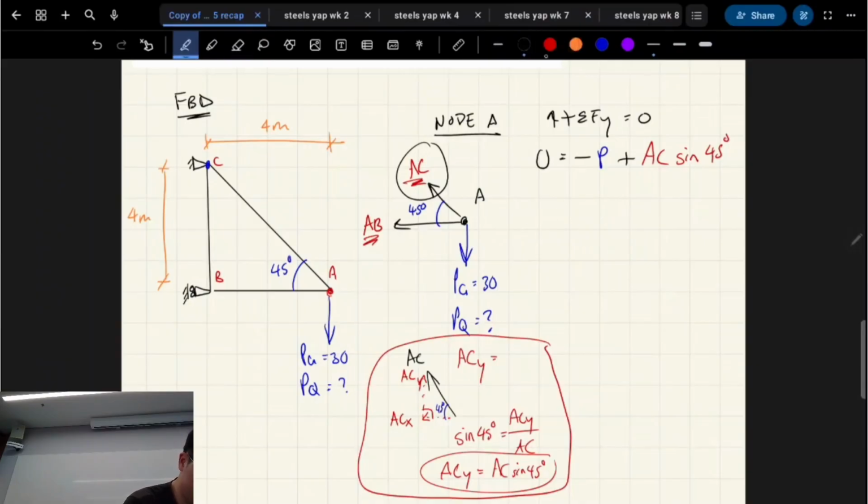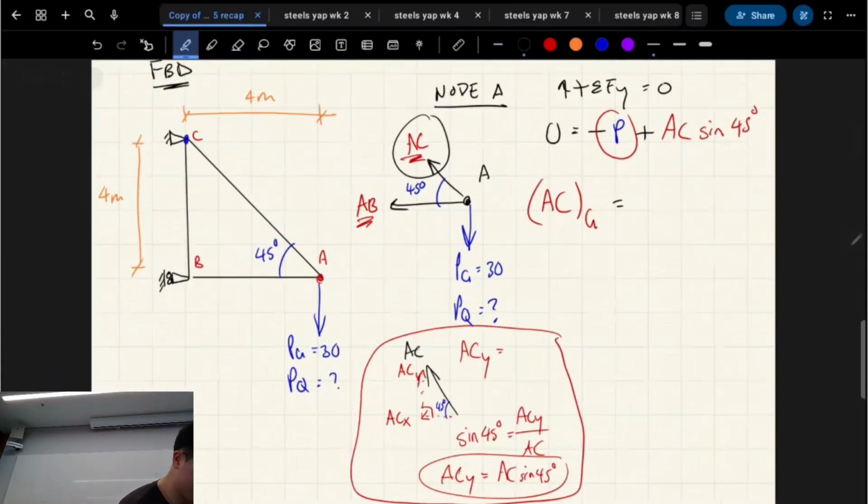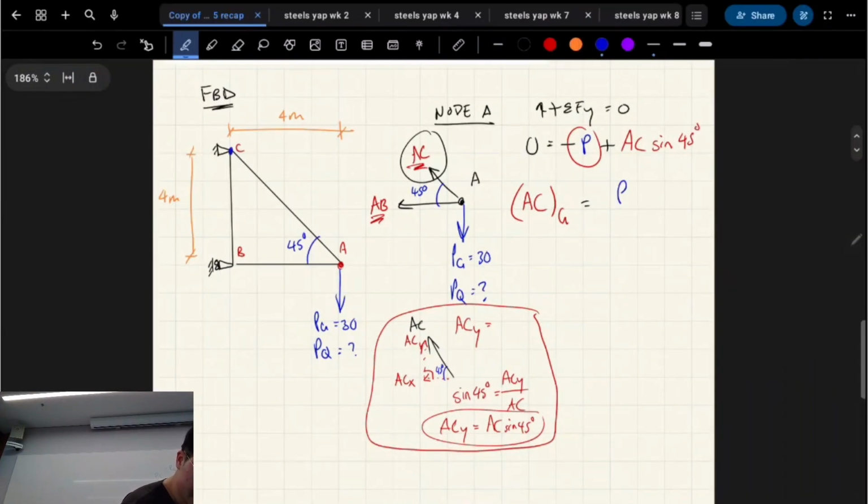The thing about our external force P is that it has two subcomponents, right? So we want an expression to find the amount of G in our diagonal truss member, and we also want an expression to find the Q in it. So we're just going to write it as two separate expressions. So it kind of diverged. You can think of it like that, right? That is equal to PG over sine 45.